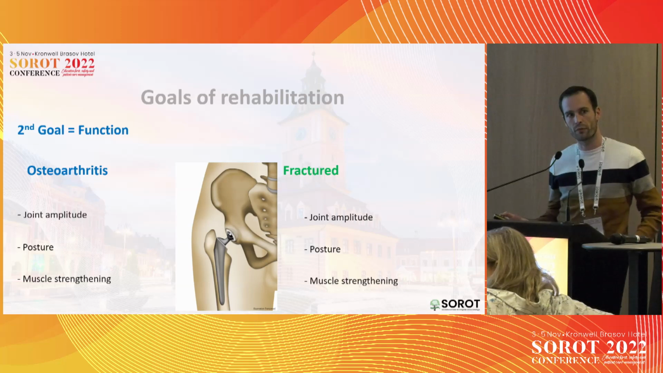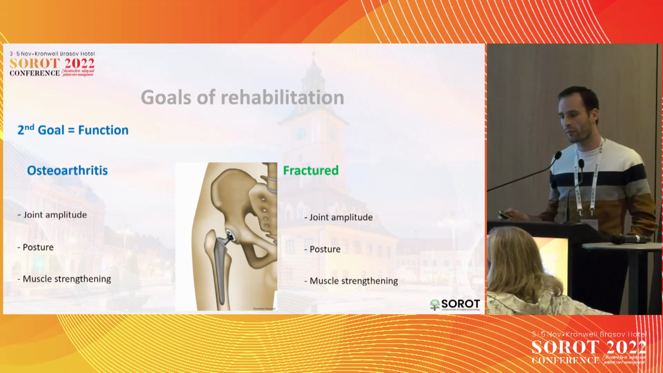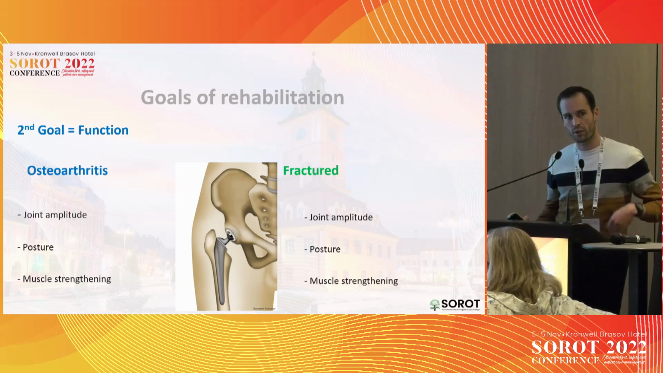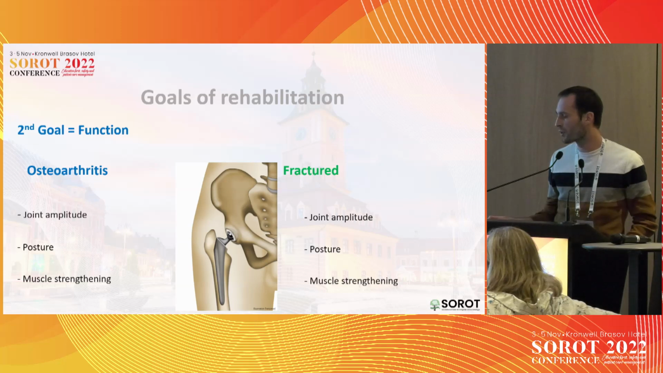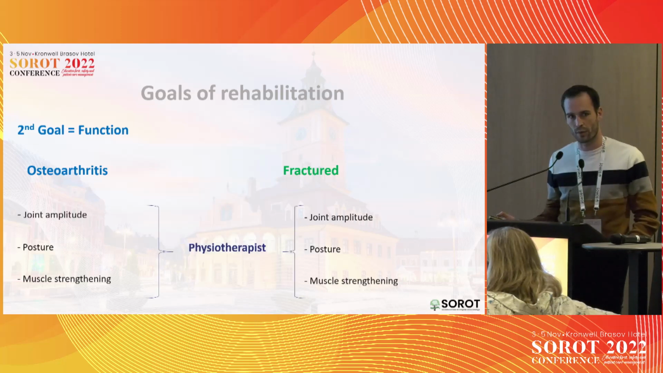The first goal of rehabilitation is very important: to recover the function of the joint. For that, we work on the joint amplitude. We need more than 90 degrees of flexion of the hip. This improvement of the joint motion can improve the posture of the patient. We can have better upright standing, and we need to work on the muscles, particularly the gluteal muscle. We have no difference between osteoarthritis and fracture rehabilitation for this part, and all this rehabilitation is done by one specific therapist, the physiotherapist.